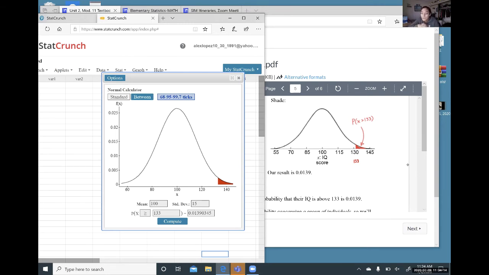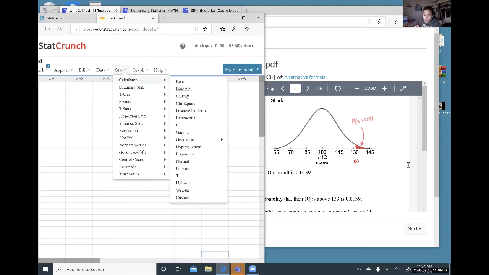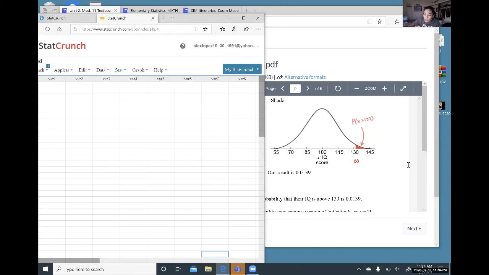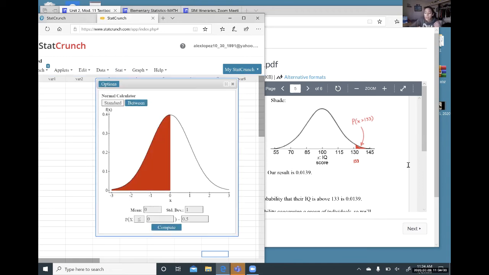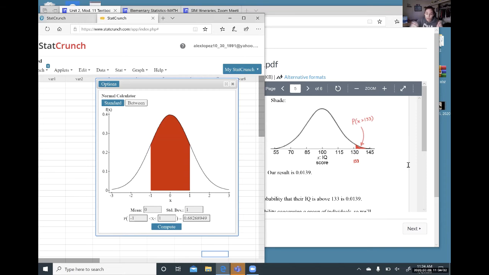So for most of this, you're going to be always using the same thing. You're going to go Stat, Calculator, Normal. And then from there, you're only going to put your mean, standard deviation, and whatever you're trying to calculate, whether that's greater than or less than, or sometimes in between two values, right?